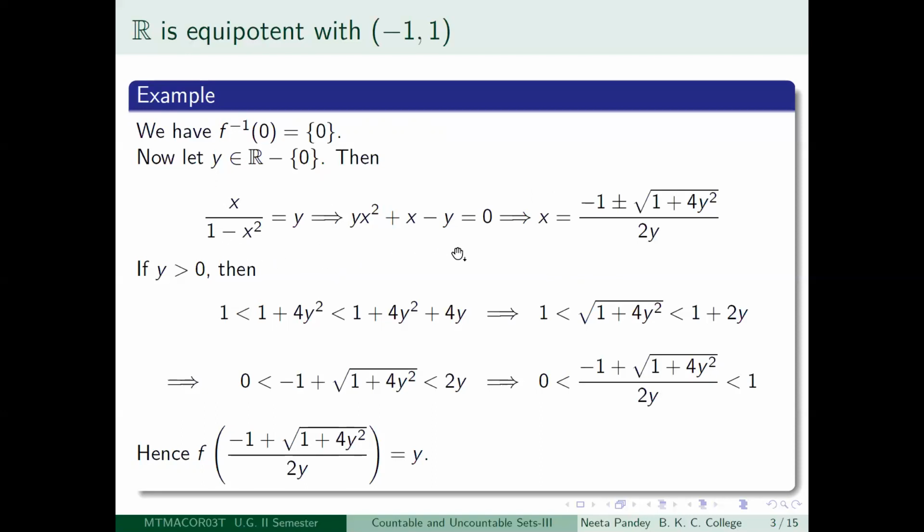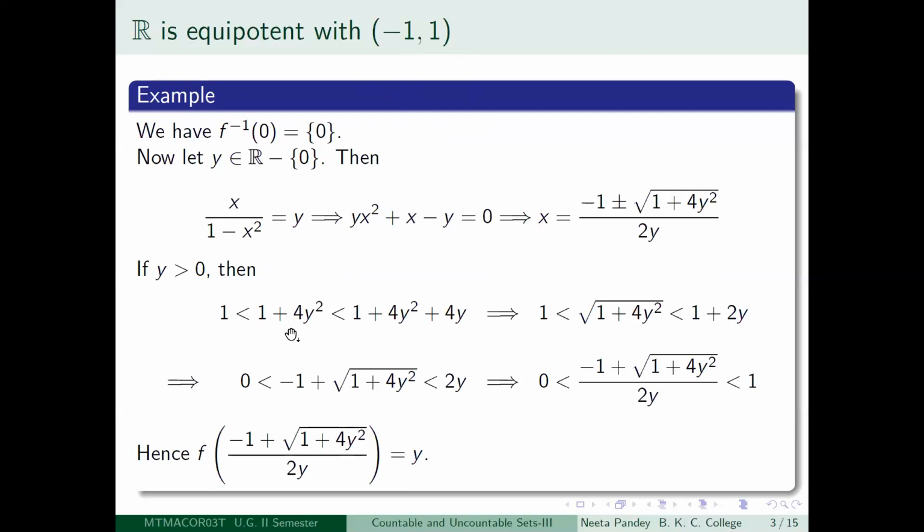But what you have to show is that of these two real numbers, one will belong to the domain. The domain was the open interval minus 1 to 1. So x has to belong to this open interval minus 1 to 1. So to check this, we will do it in two cases. One when y is positive and the other when y is negative. So first of all, if you take y to be positive, you notice that 1 plus 4y squared is greater than 1, which is in any case true for any y.